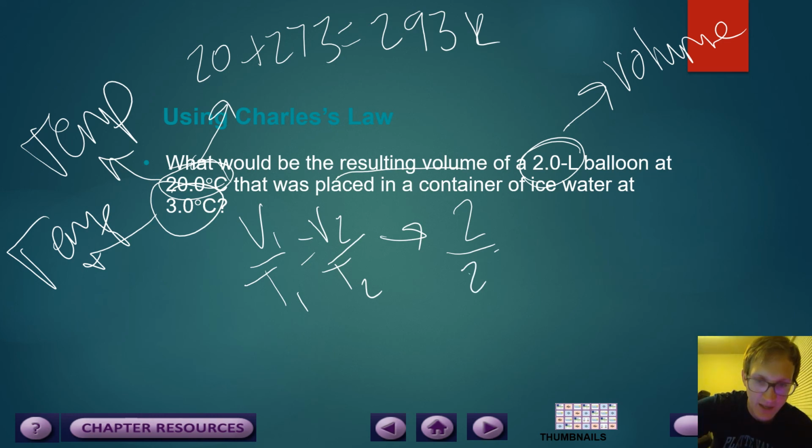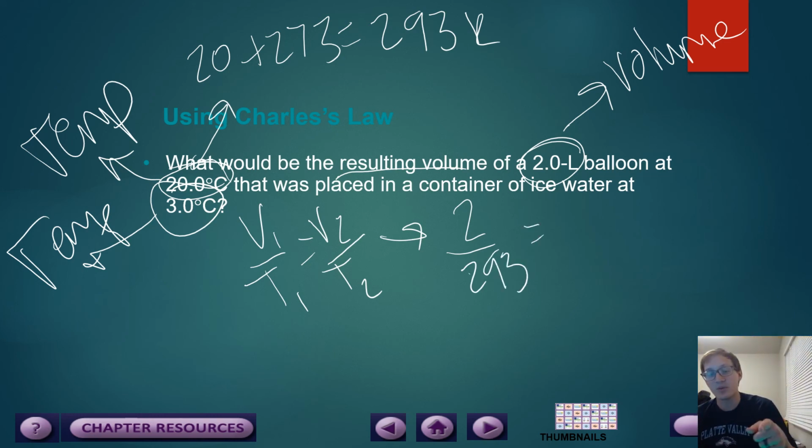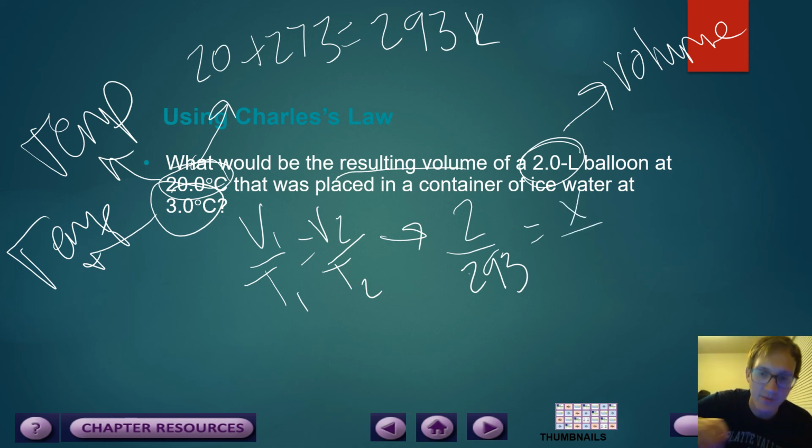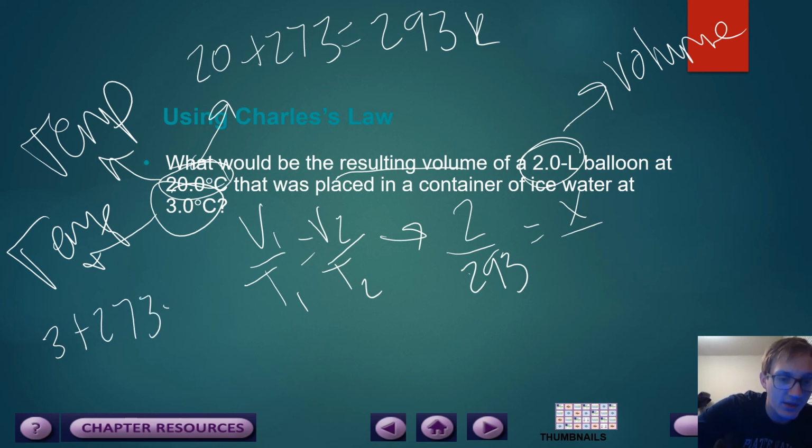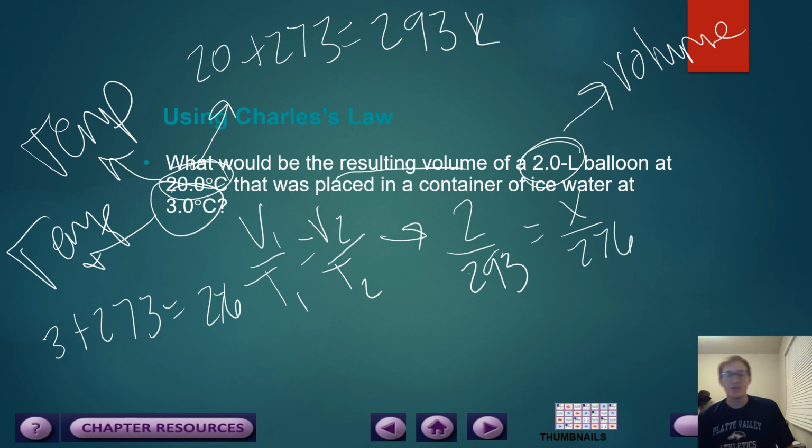So I'm going to sub that in, equals. Now V2 is what we're solving for because we're trying to find the resulting volume, so I'm going to place X in place of that. And then for T2, my final temperature is 3, so 3 plus 273 is 276. If I put a 276 there, now I'm just solving for X.